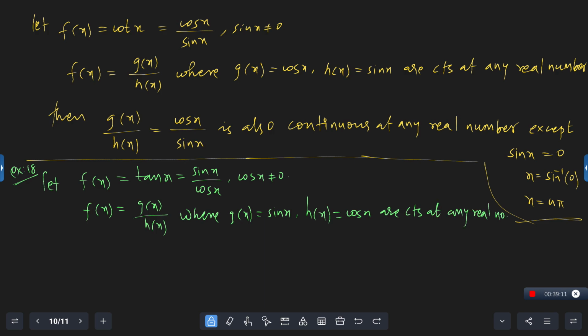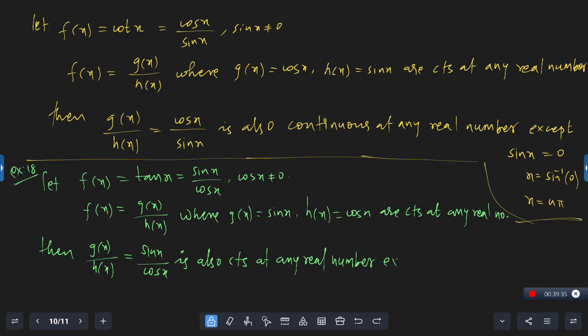Then g of x divided by h of x, sin x by cos x, is also continuous at any real number except where the denominator cos x is equal to 0. So x is equal to cos inverse 0, then x is equal to 2n plus 1 into pi by 2. Except that, tan will be continuous.